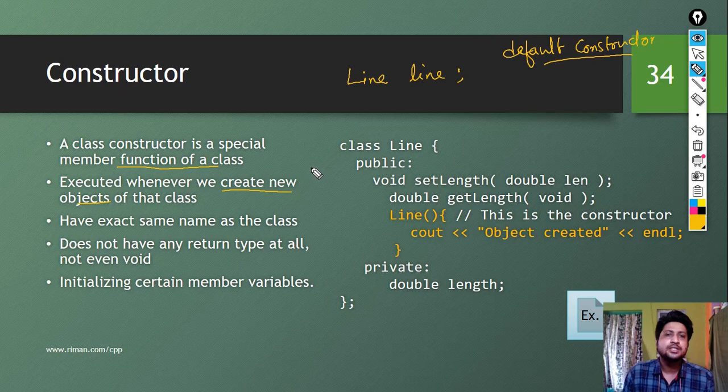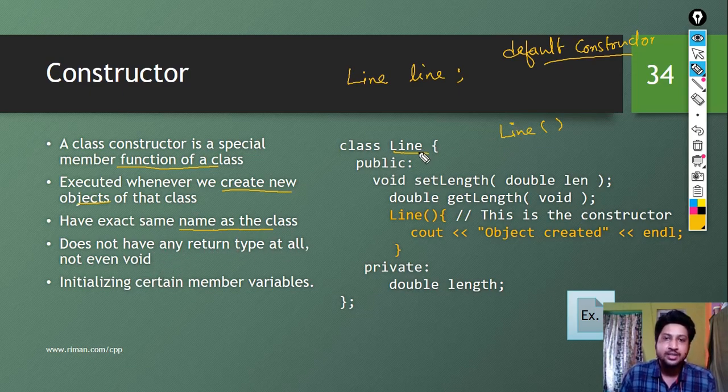So what are the properties of a constructor? It has the same name as the class name. Like any member function, we can provide the name for member functions, but for a constructor the name must be exactly the same as the class name. That means for this particular class Line, the constructor name should be Line. As it looks like a function, it should have these braces, and it doesn't have any return type at all, not even void.